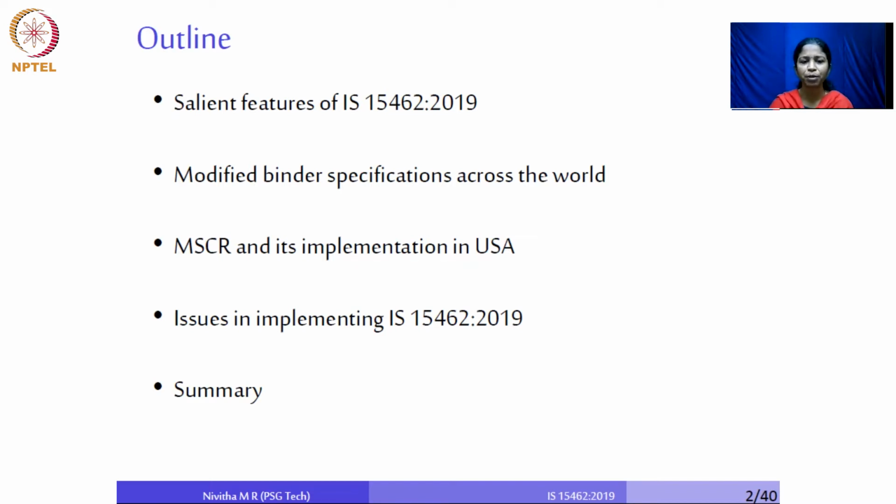So many tests have been proposed, and one test which is gaining importance is this MSCR, multiple stress creep and recovery. So we are going to focus on this test and its implementation in USA. Then we'll focus on some issues in implementing the IS 15462:2019 version. And then finally, we would summarize.